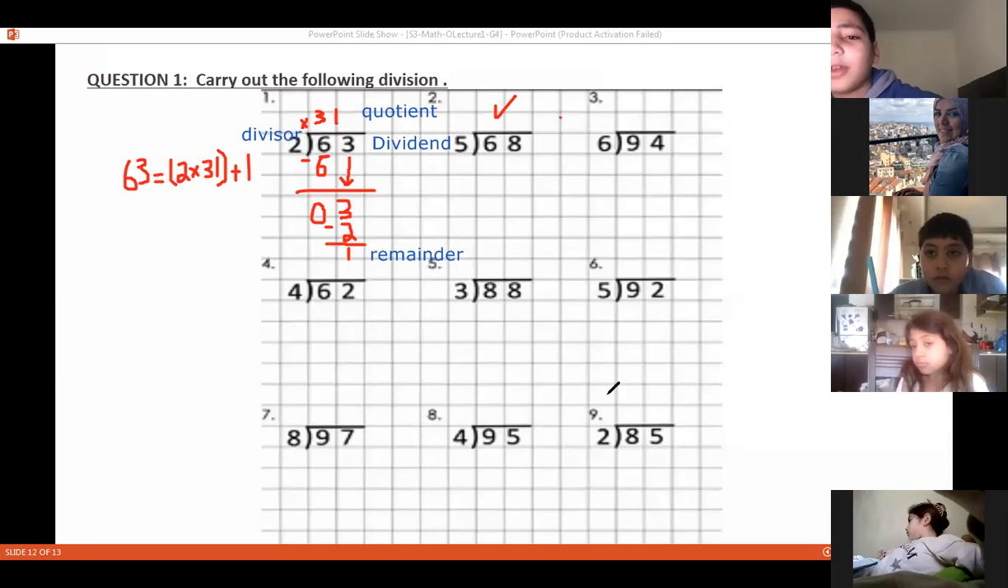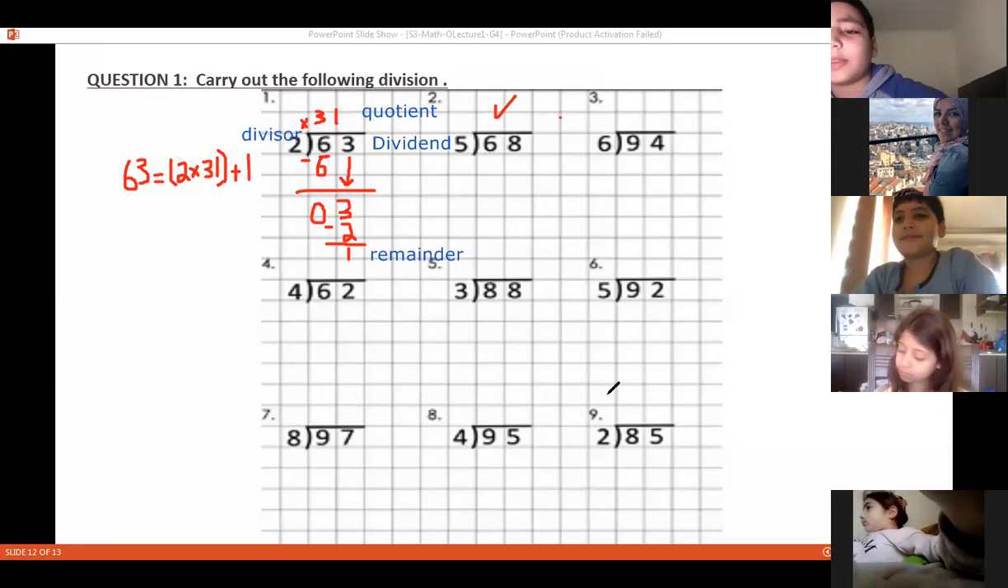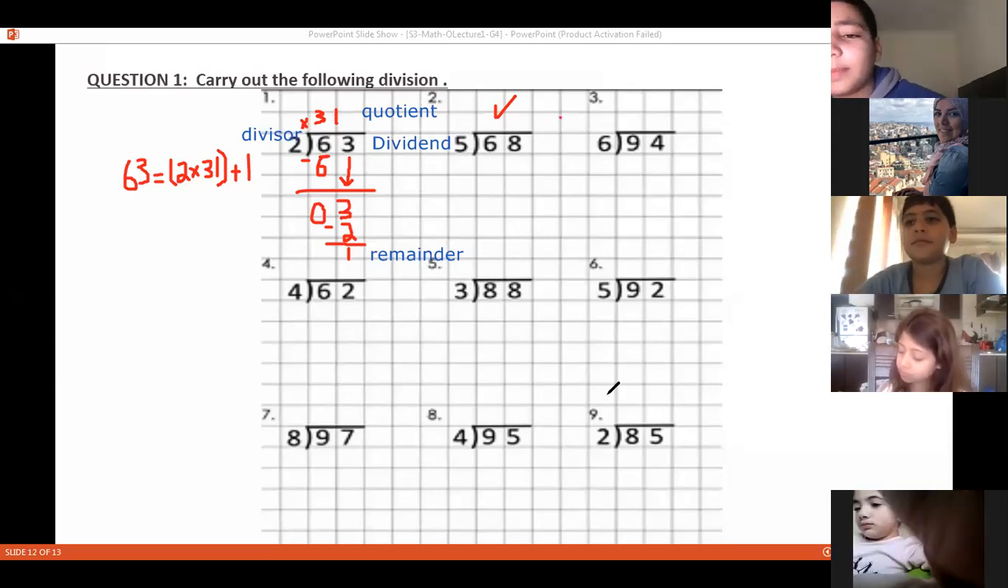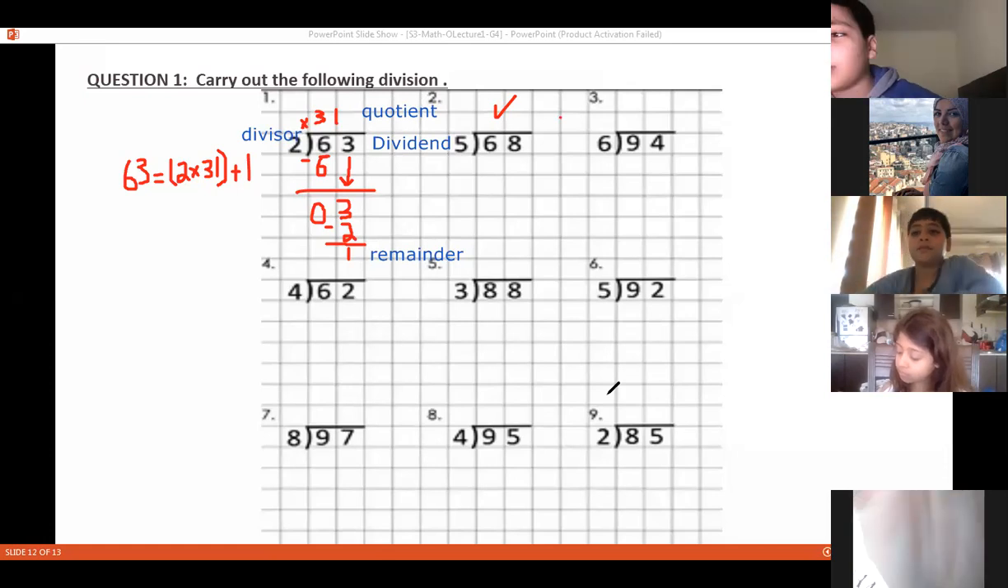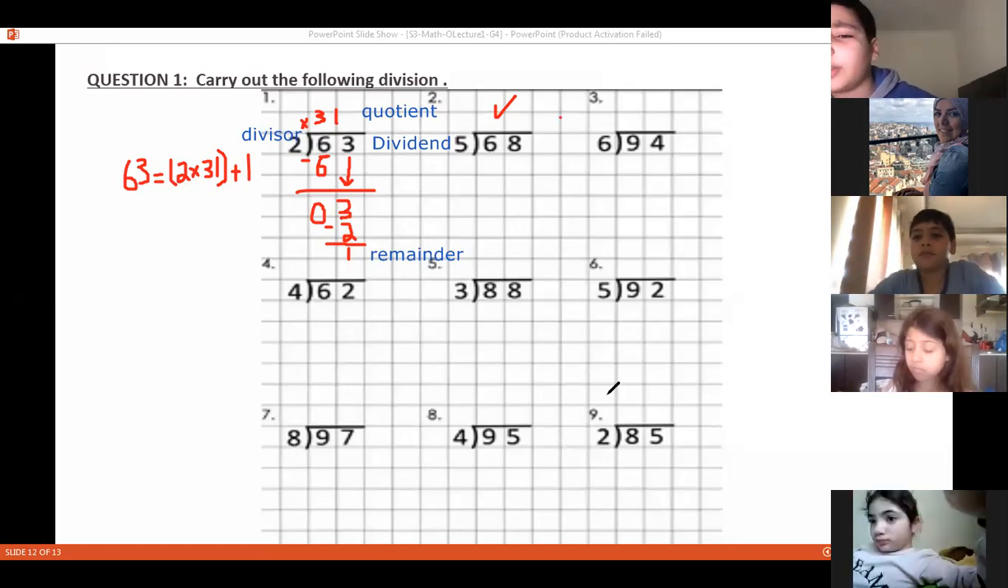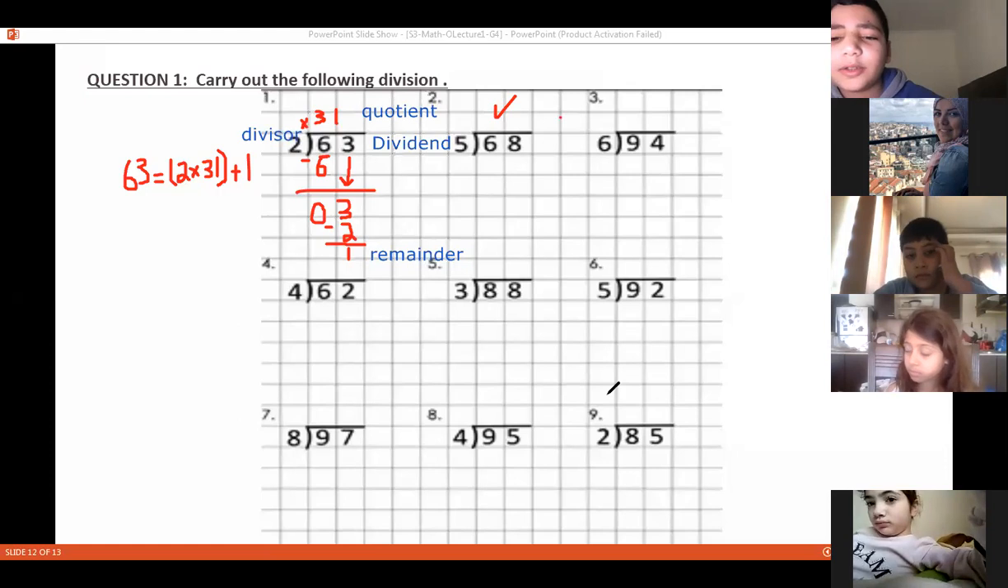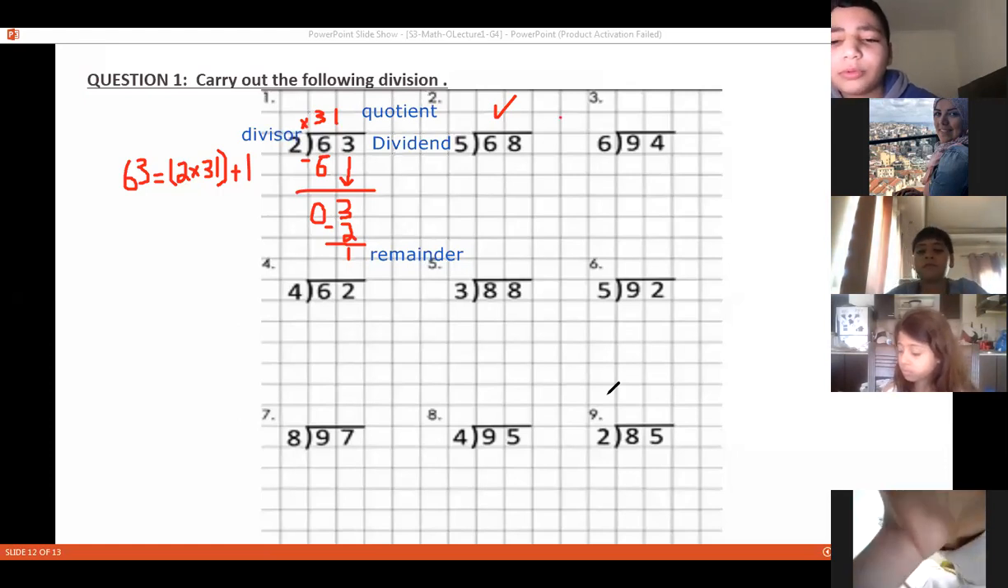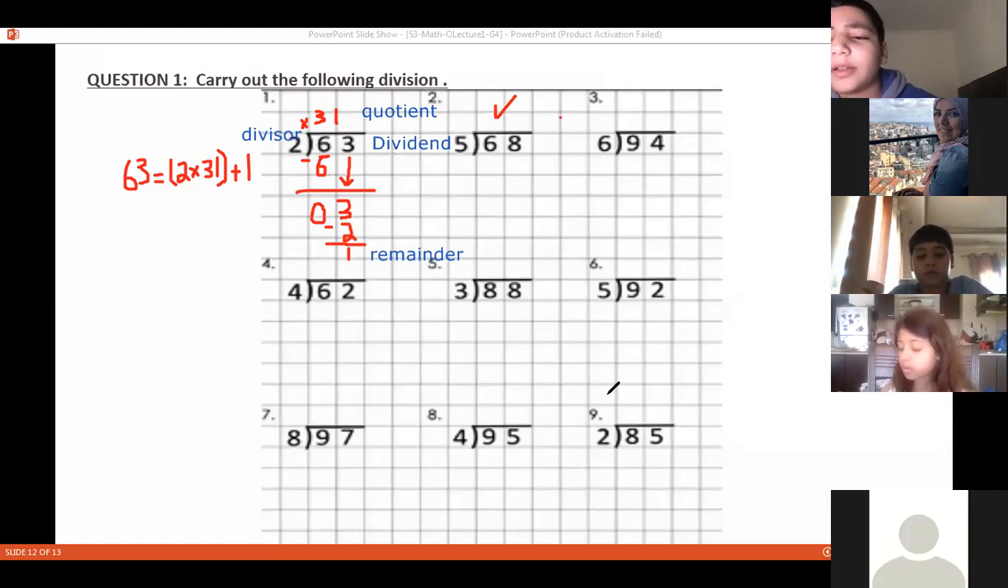Miss, I finished. Bravo, yeah, miss. Is it written quotient, dividend or divisor? No need. We were just remembering them together.